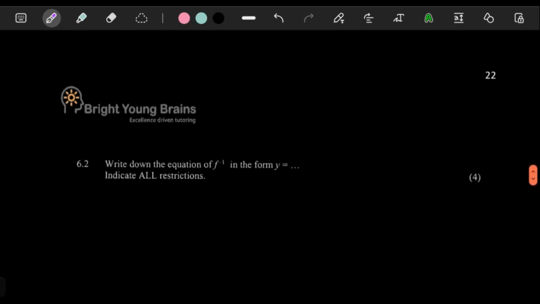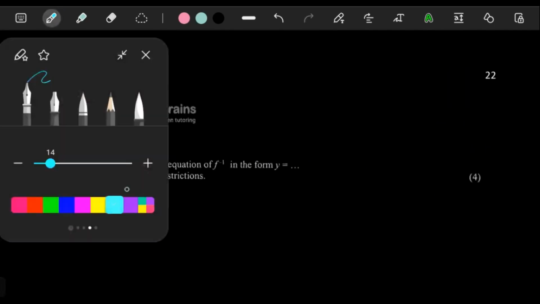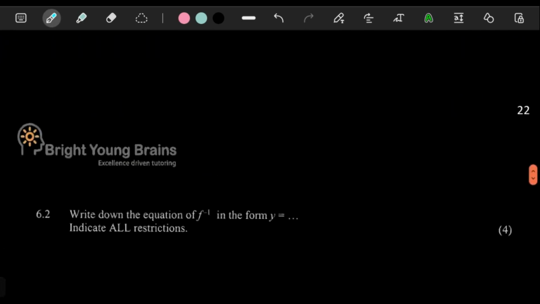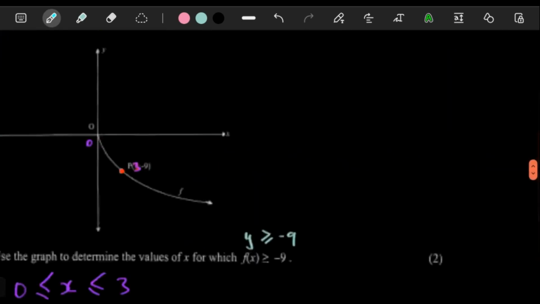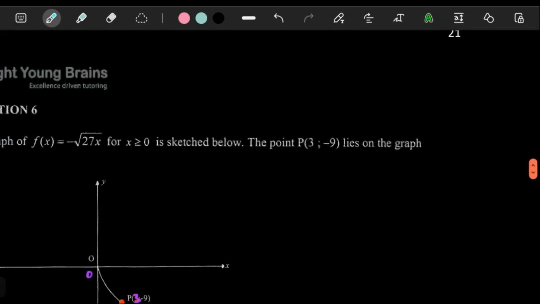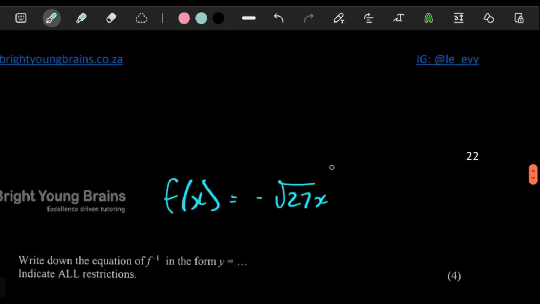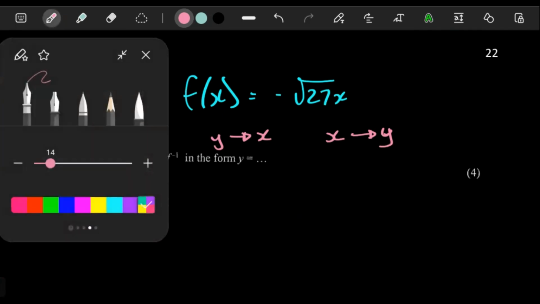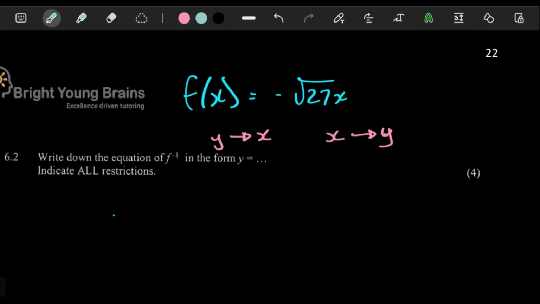Moving on, 6.2.5. That's 4 marks, right? It says here, write down the equation of the inverse of f. So f looks like this, 27. If you're going to get the inverse of that, remember this represents y. So remember y becomes x, x becomes y. When you get the inverse, you may as well just put this so that you are communicating with your examiner. So y here becomes x, and then x becomes y.